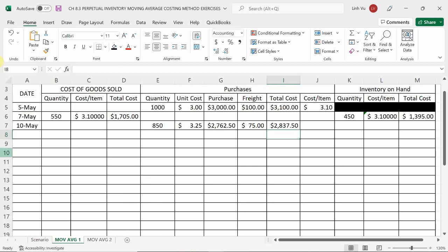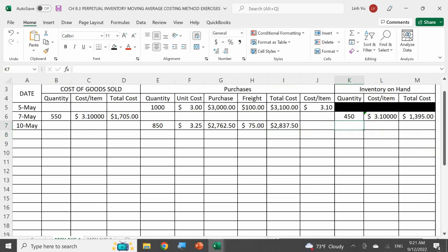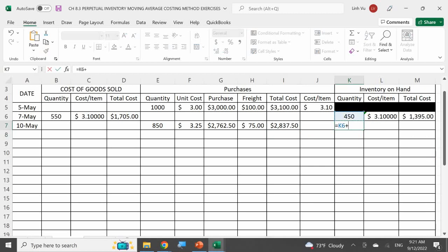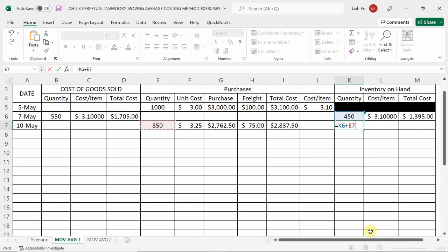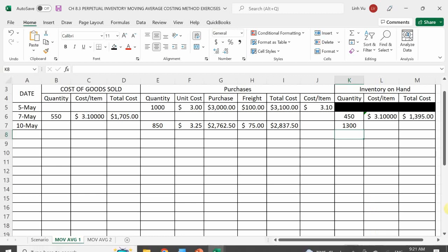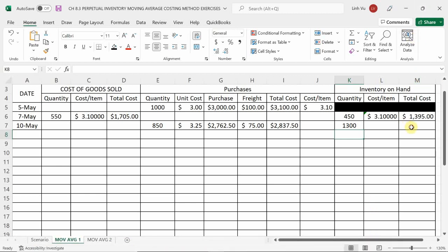Now in this case, I do not need to solve for my cost per item, because I increased my inventory. If I started out with 450, I'm going to add my 850. How much do I have now? 1,300 units. Let's do the same thing here. If I started out with $1,395 and I just purchased an additional $2,837.50, what's my new grand total? 4,232.50. Good.